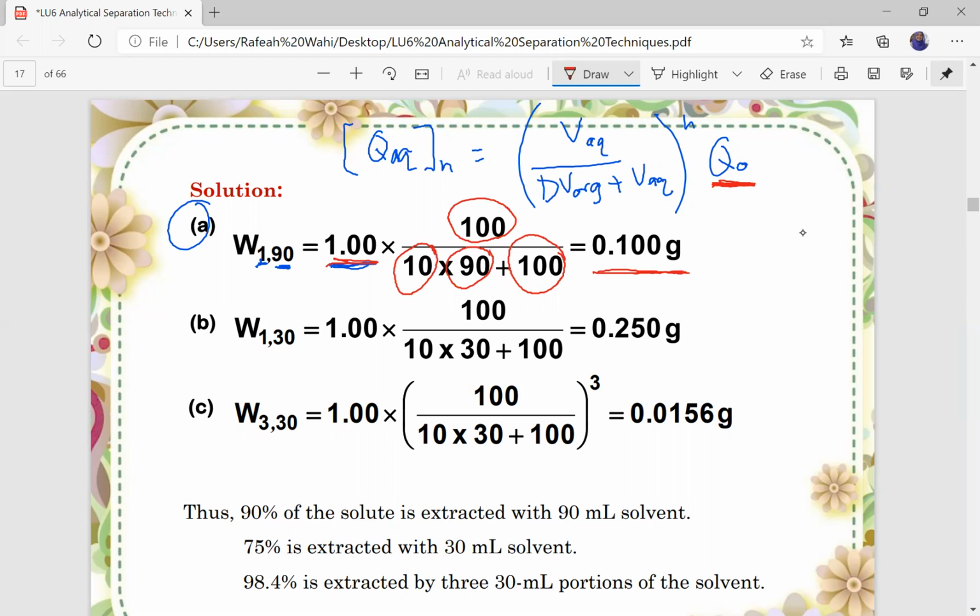That is not 0.1 gram extracted, but 0.1 gram left in the solution. Okay.